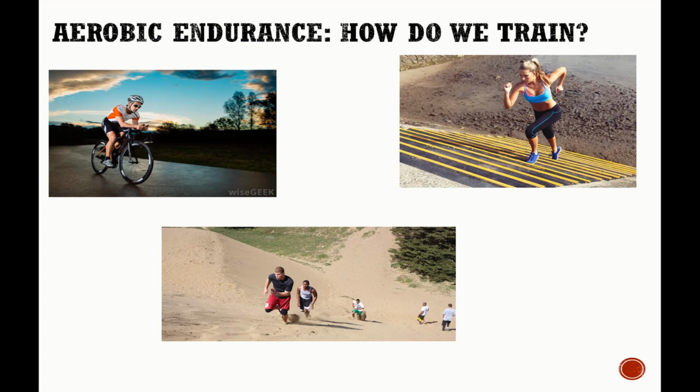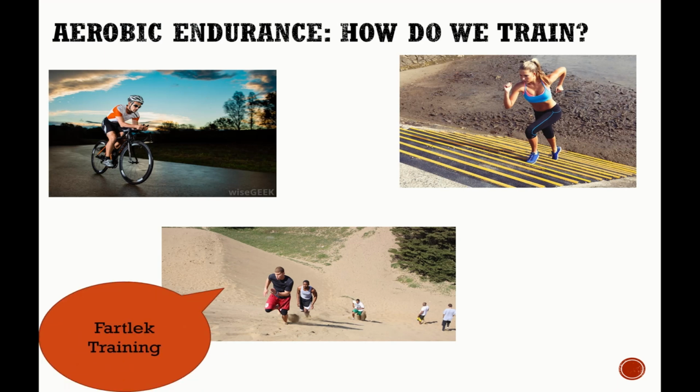Okay, you might be wondering, how is it that we train in order to improve aerobic endurance, to improve the proficiency of the cardiovascular system and or the respiratory system. There are three main types of training which are identified in the Principles of Exercise and Training unit in order to improve aerobic endurance.